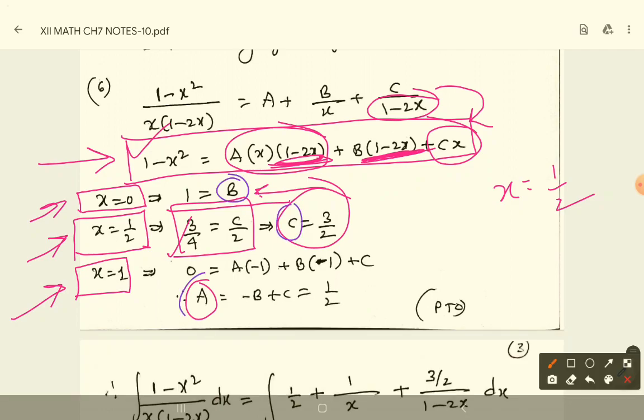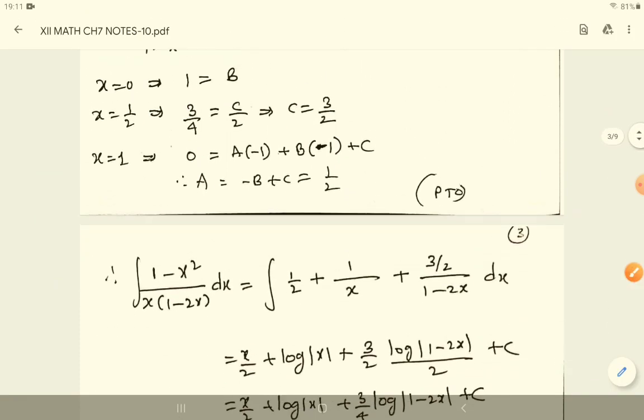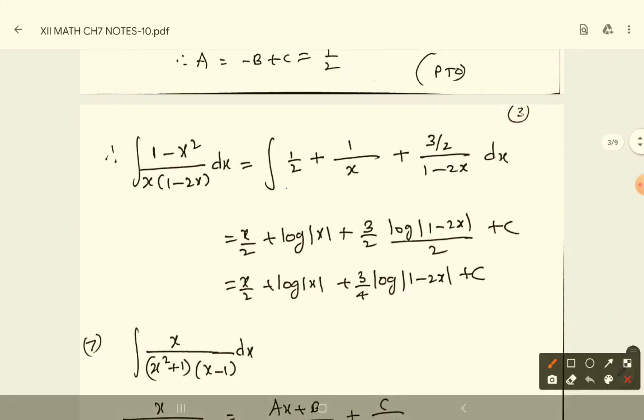So to find out the a, what I do, I have to take x is equal to 1, then substitute in this expression, then I get a value which is equal to 1 by 2. Once you have done all the things, what to do? Substitute the a, b, c values in this expression, then integrate. A is equal to 1 by 2, b is equal to 1, c is equal to 3 by 2.